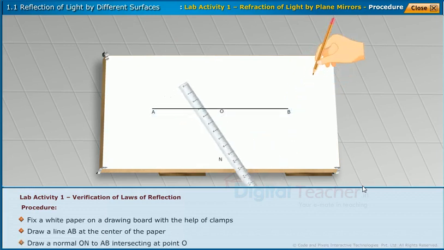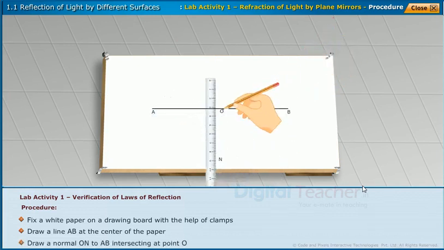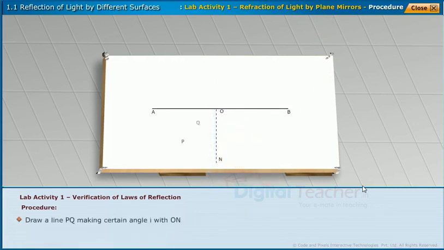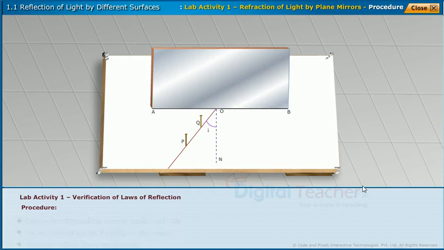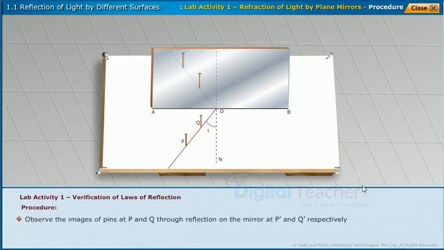Draw a normal ON to AB, intersecting at point O. Draw a line PQ making certain angle I with ON. Fix two pins at points P and Q on the paper. Place the mirror along the line AB. Observe the images of pins at P and Q through reflection on the mirror at P' and Q' respectively.